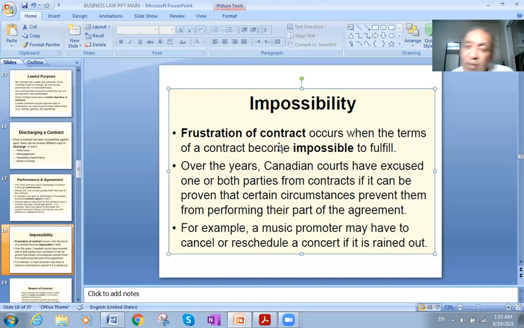I can't do my part of the contract for impossible reasons, which is out of my hand. In this case, we call it impossibility, and this impossibility will discharge the contract or end that contract. For example, a music promoter may have to cancel or reschedule a concert if it is rained out. If I have to do the party in open air, how will I do this while it's raining? For that reason, I have the right to cancel and discharge this contract.